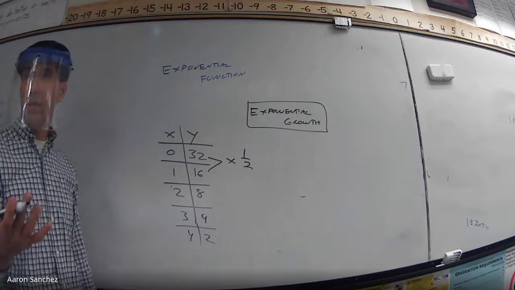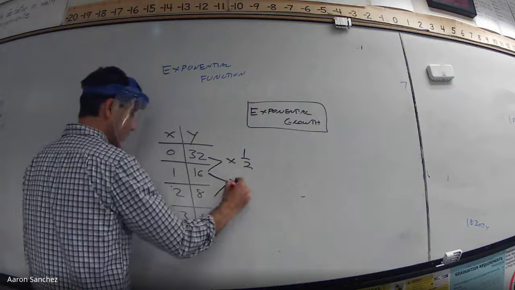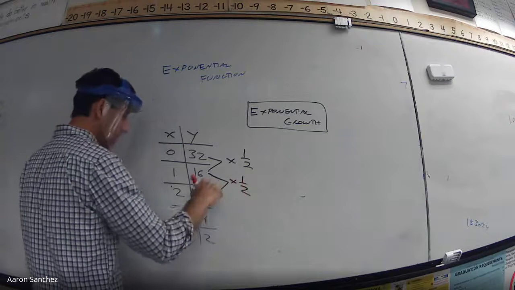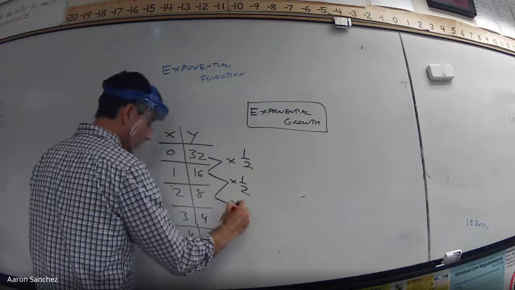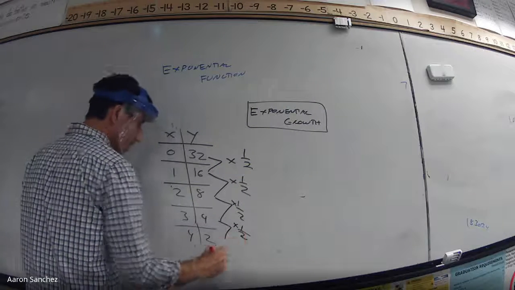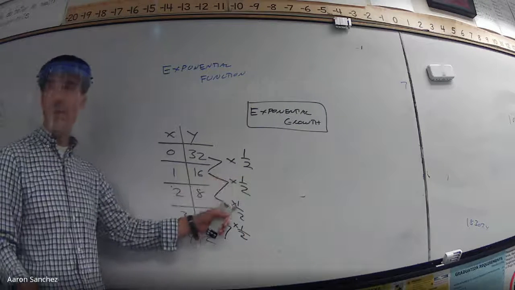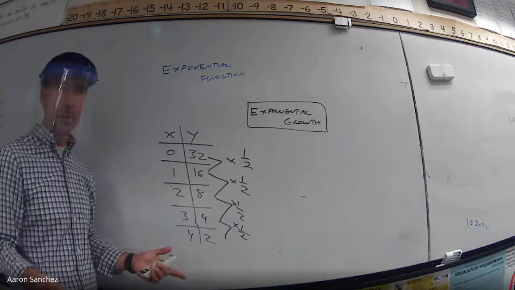But in exponential, we want to say multiplication. So this one is what? Half of 16 is 8. Half of 8 is 4. Half of 4 is 2. So because I'm multiplying by half every single time, that's exponential decay. Just so you guys know.